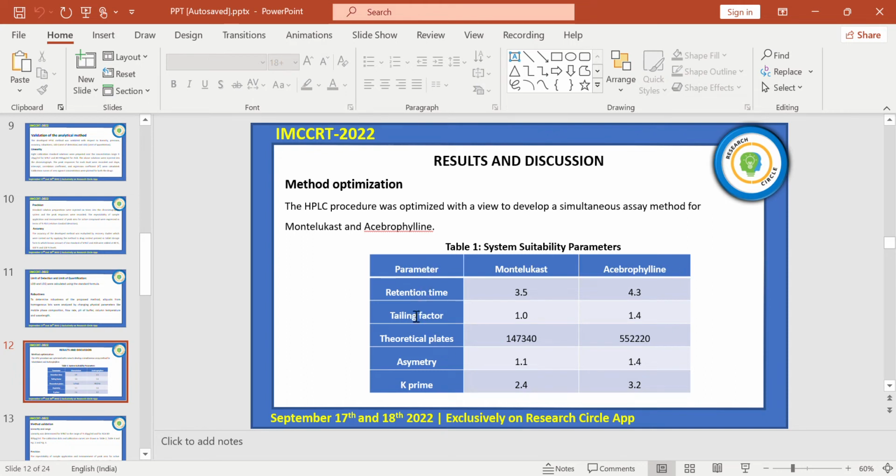So here the first parameter is retention time. For Montelukast, retention time was found to be 3.5. For acebrophylline it is 4.3. Tailing factor for Montelukast was 1 and acebrophylline 1.4. Theoretical plates for Montelukast are 1,47,340, and for acebrophylline 5,52,220. Asymmetry values for Montelukast is 1.1 and acebrophylline 1.4.